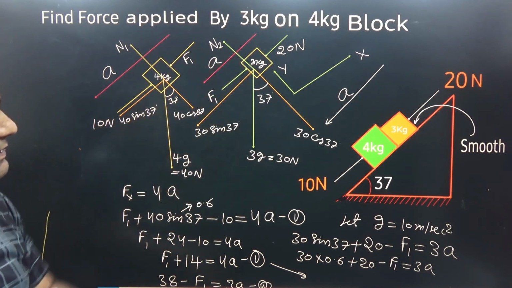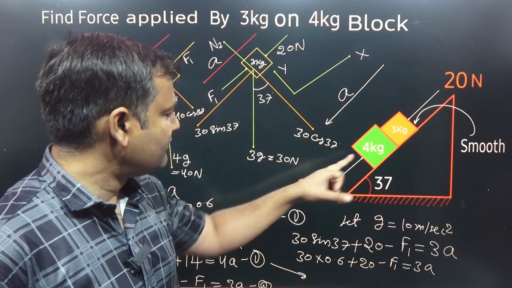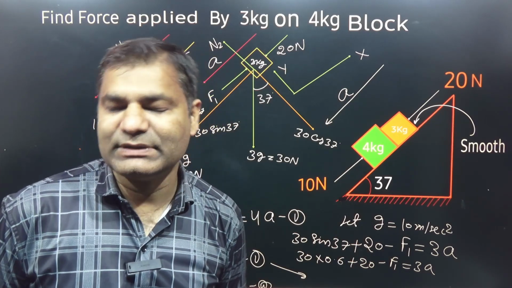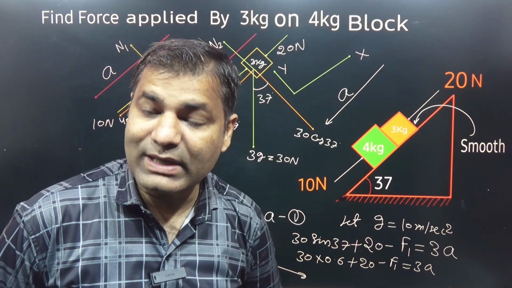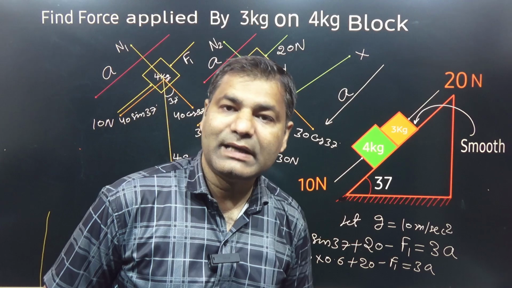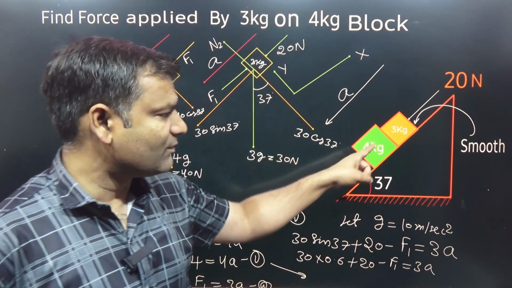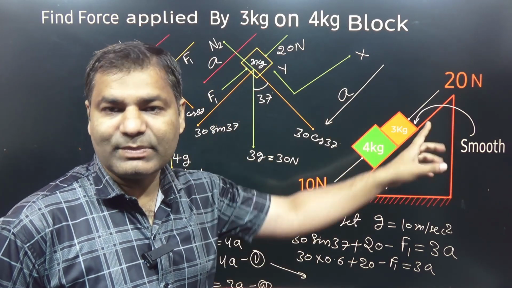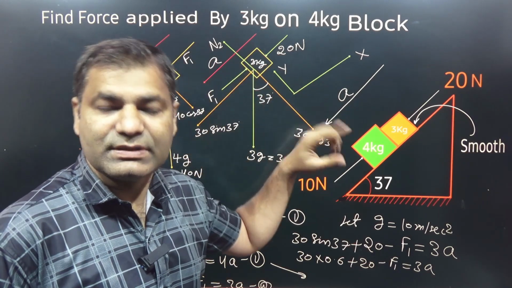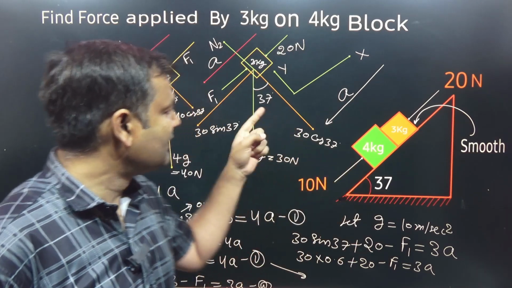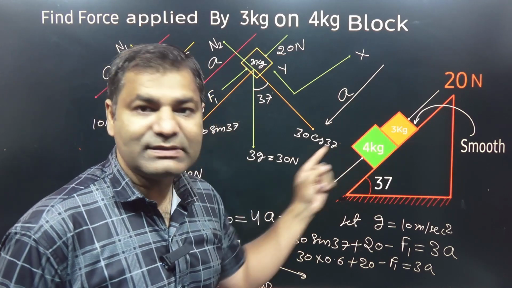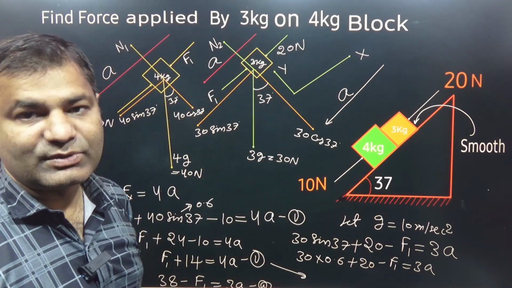After that, focus on the 3 kg block. Here 20 Newton. How much does the 4 kg block apply on the 3 kg block? If the 3 kg block applies F1 on the 4 kg block, then the 4 kg block also applies F1 on the 3 kg block. Why? Because of Newton's third law, action and reaction. Same magnitude but in the opposite direction. So if this one applies F1 downward on the 4 kg block, then that one applies F1 upward on the 3 kg block. Clear?